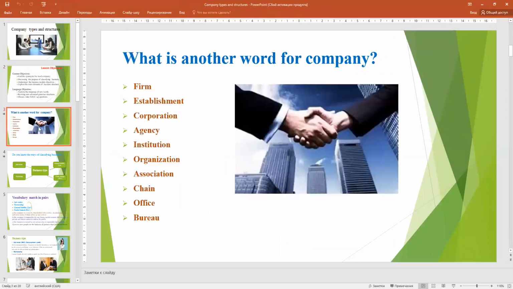So here are some words. For example, the words for company. The synonyms for company can be firm, establishment, corporation, agency, institution, organization, association, chain, office, and bureau. These are the substitute words for company that you can use.